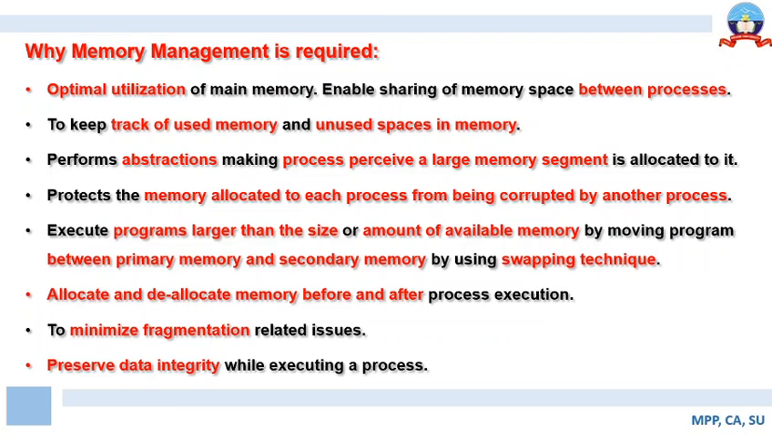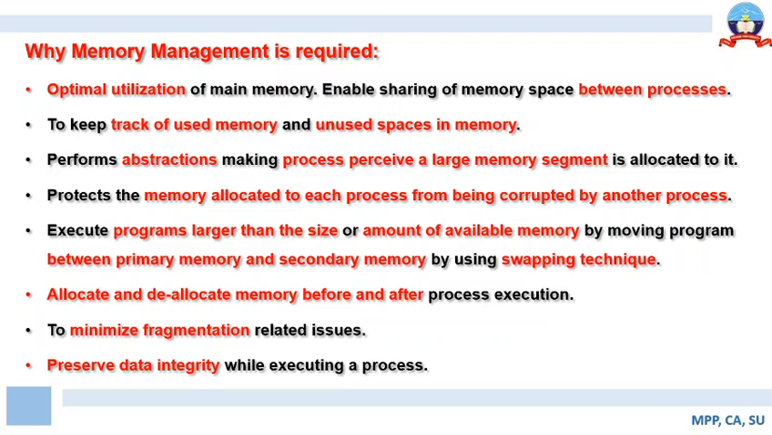First is optimal utilization. Second is to keep track of allocated and unused address space. Third is to perform abstraction, to make a process perceive as if a large amount of memory is allocated to it, where actually it does not so happen. It's supposed to give protection to the various processes by not allowing processes to encroach upon the address space of another process.